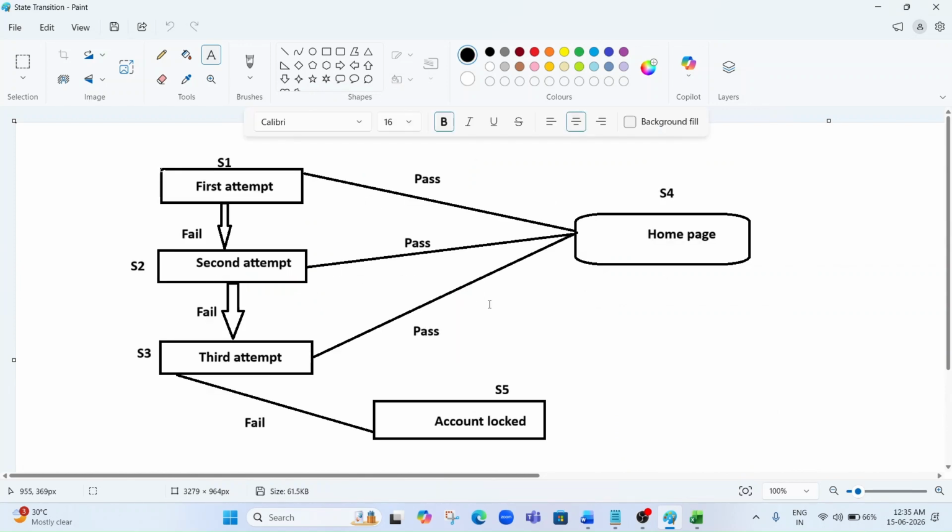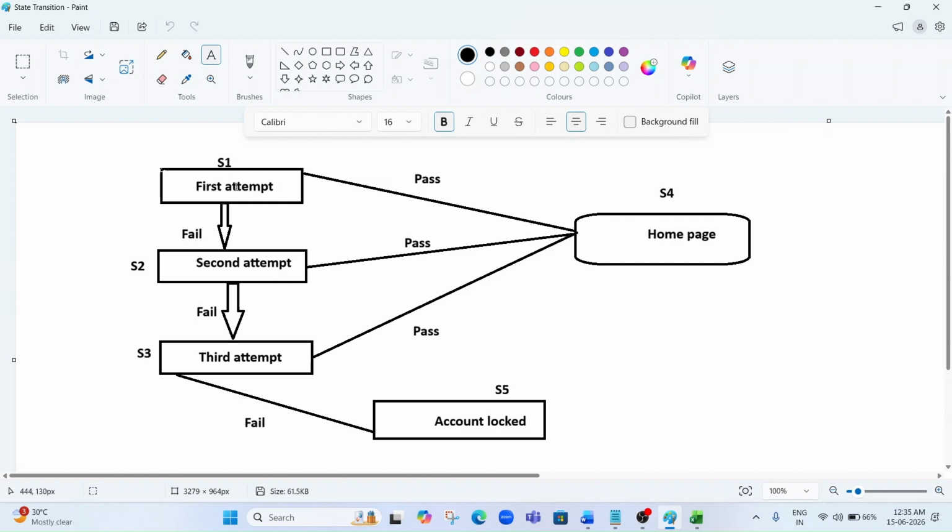See, there is a first attempt, second attempt, third attempt. On the first attempt, if the user tries to log in to the application with a valid password, valid credentials, user ID and user password, then the condition will pass and the user will be redirected to the home page of the application.